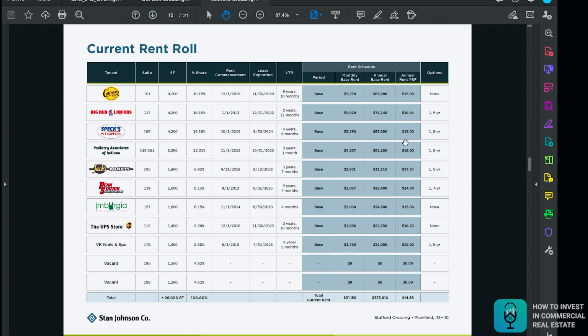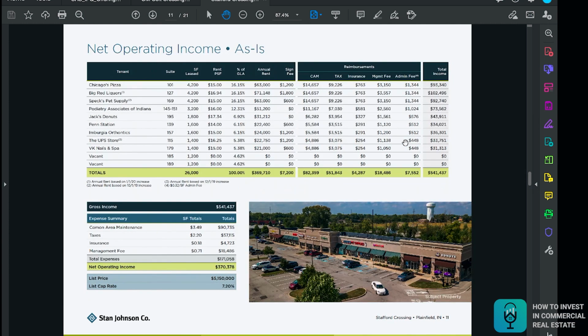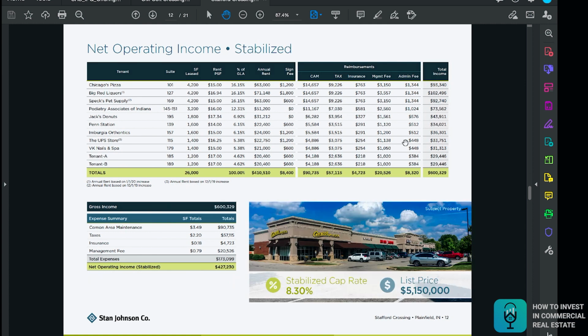So the rest of these are local. UPS stores typically are a good bet because once people have their addresses at a UPS store, they just keep them. Most of these other guys are pretty local. Yeah. Okay. I would imagine it's hard to change that.